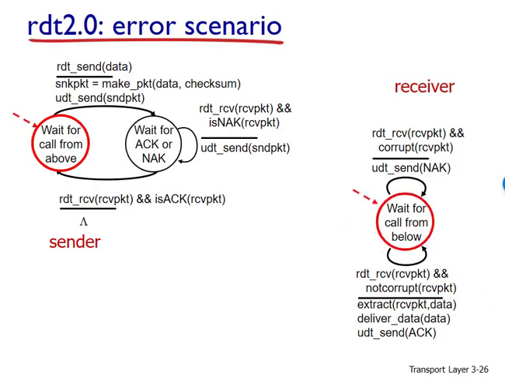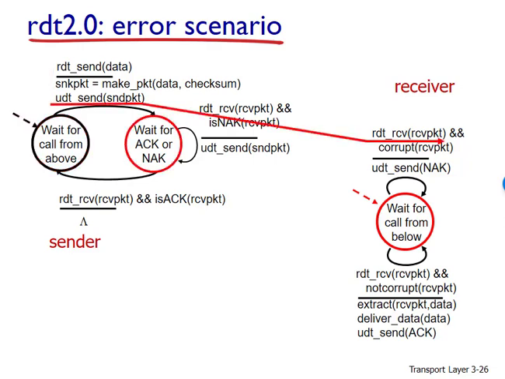Now here's an error situation. The sending side is waiting for a call from above in the application layer, while the receiving side is waiting for a call from below from the lower level network. The application transmits the message down to the transport layer, where the transport layer bundles the message into a segment, including the checksum and so forth.